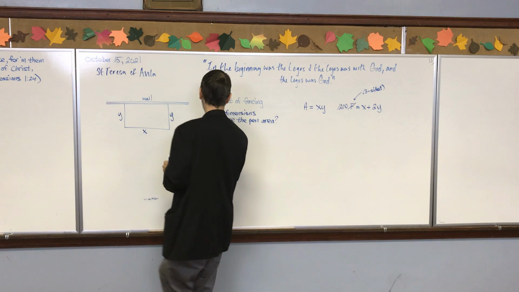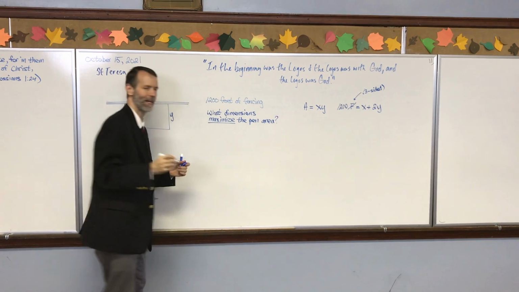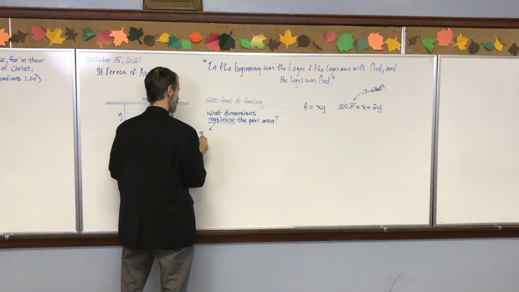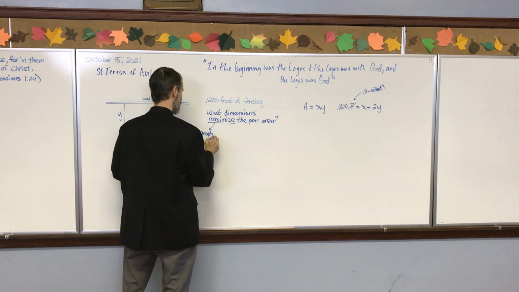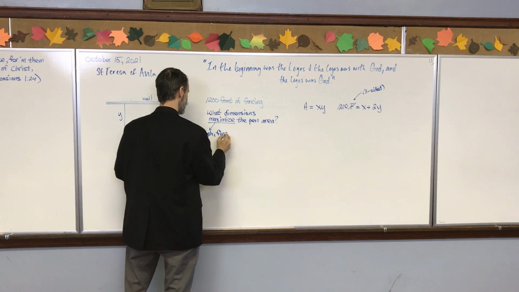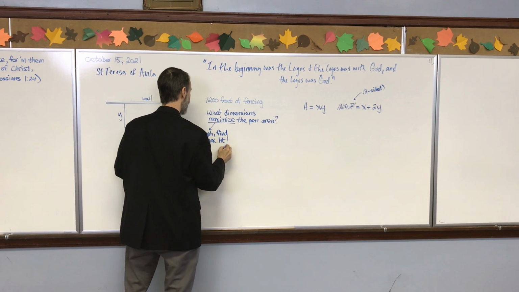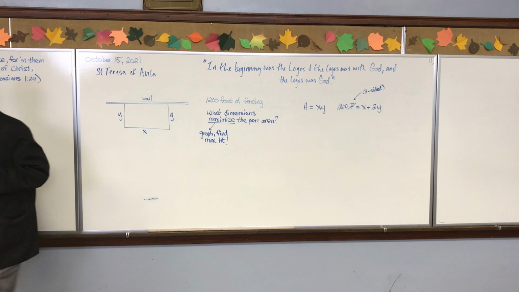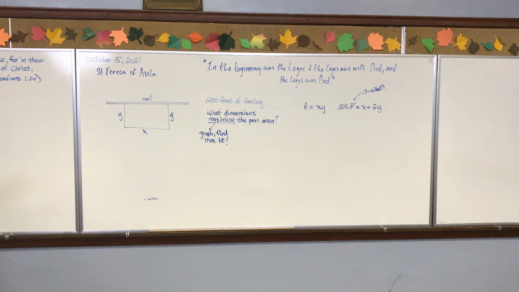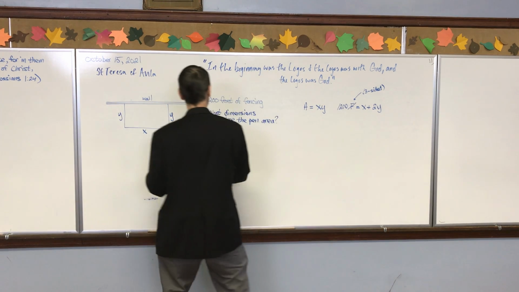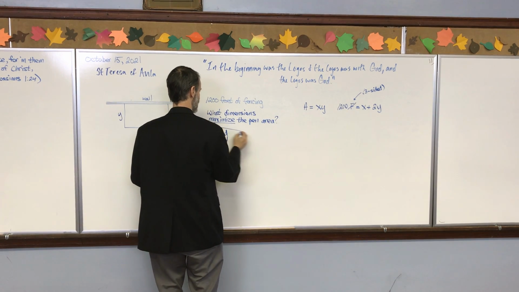ultimately, they're asking us to maximize the pen area. One way to do that, write this down. Graph it, then find the maximum height. The maximum height should be the maximum value. In other words, if I'm going to graph the area.